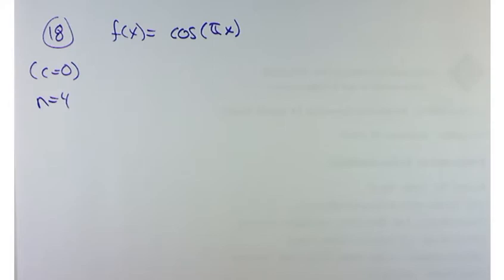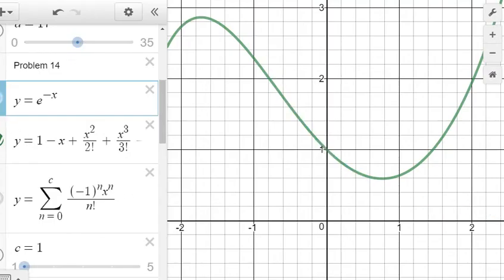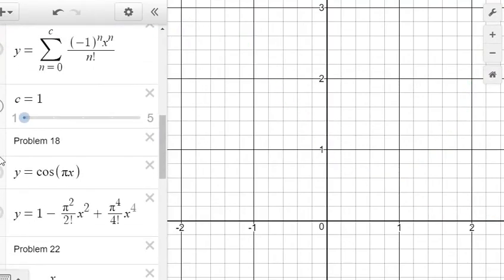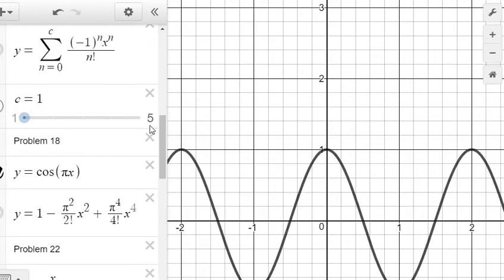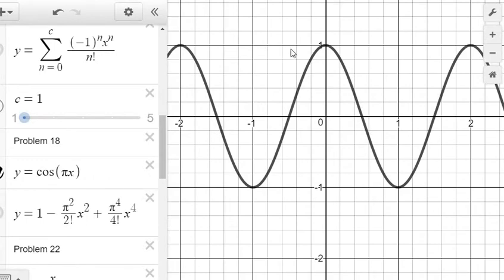One thing I want us to notice about the cosine function here. So let's come down here to problem number 18. The one thing I want you to notice about the cosine function is that it's symmetric with respect to the y-axis. There's a fancy mathematics term for that. If something's symmetric with respect to the y-axis, what do we call those kinds of functions? Even functions. They're symmetric with respect to the y-axis.